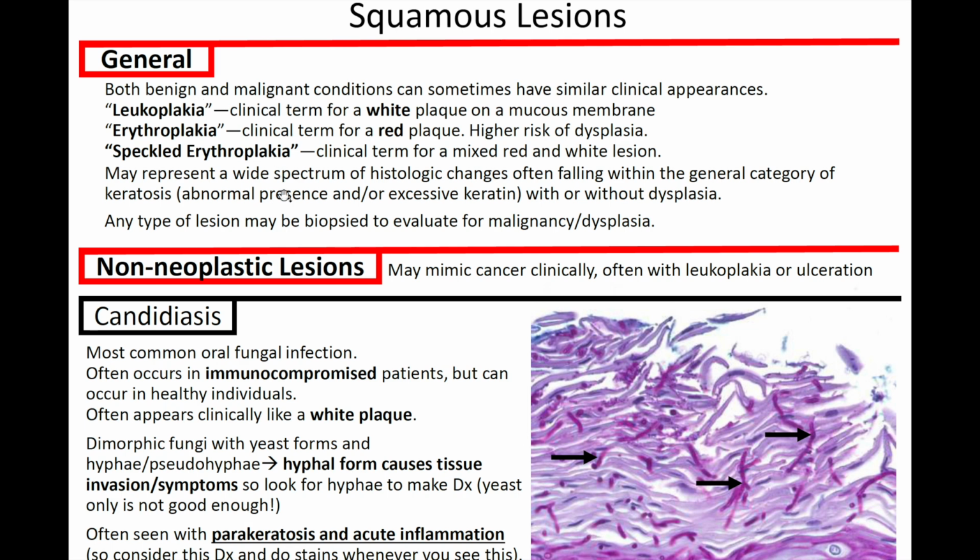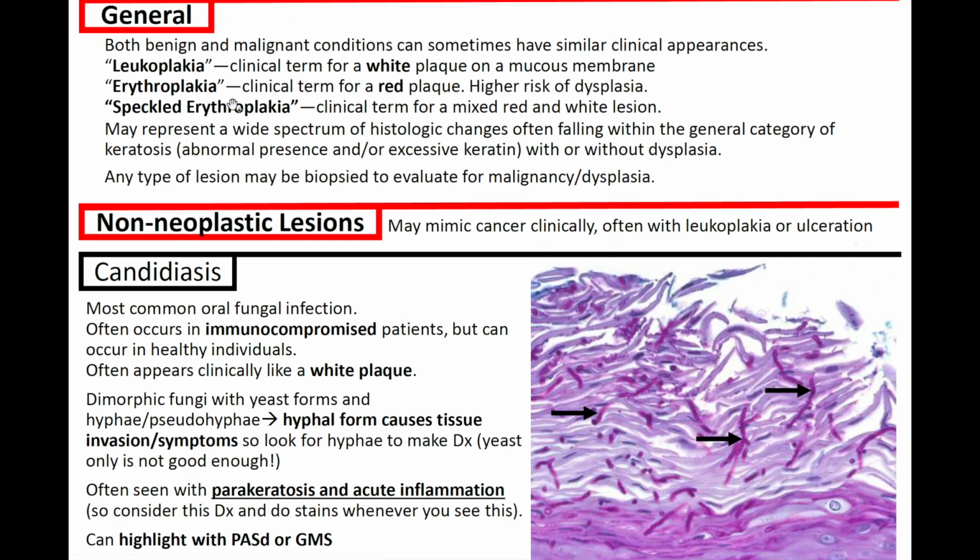This may represent a wide spectrum of histologic changes, often falling within the general category of keratosis, with abnormal presence and/or excessive keratin with or without dysplasia. And any type of lesion may be biopsied to evaluate for malignancy or dysplasia.